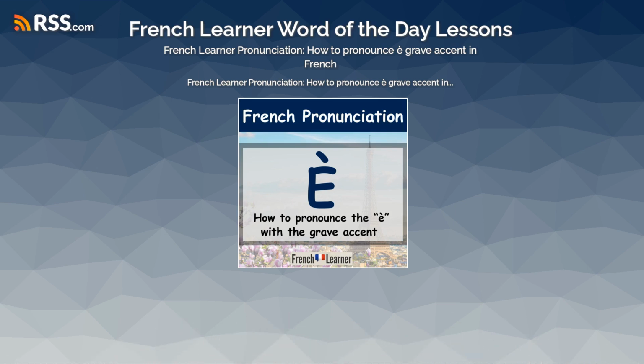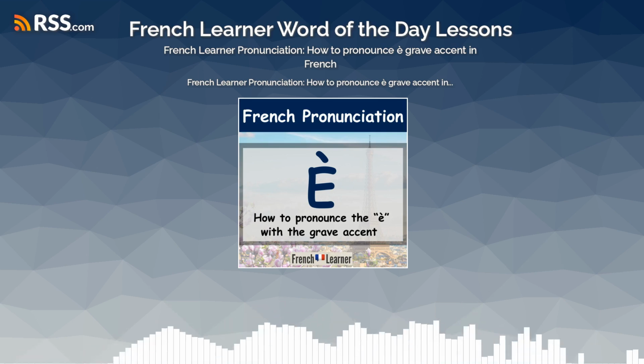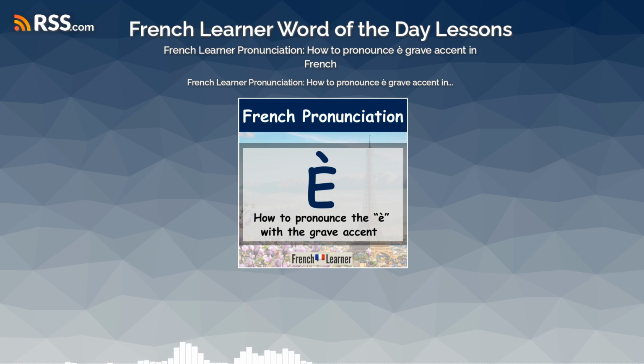So our example sentence is, I prefer lobster, but I also like foie gras. Ouh là là. So, je préfère le homard, mais j'aime aussi le foie gras. Let's say that again. I prefer lobster, but I also like foie gras. Je préfère le homard, mais j'aime aussi le foie gras.